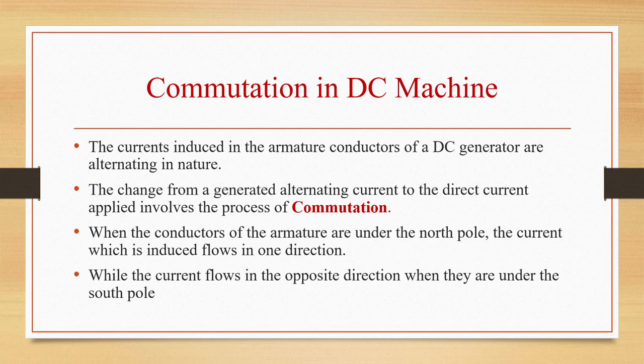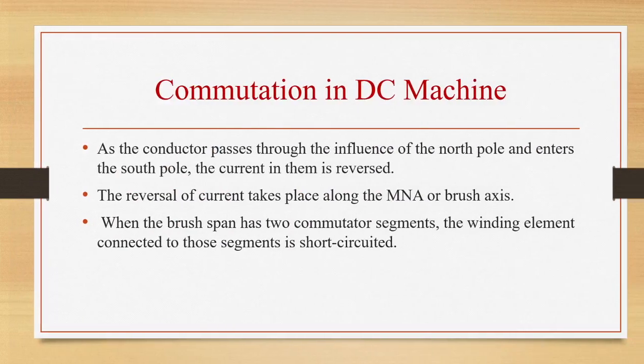So what is happening here? A commutator will be having two segments A and B separated by a substance called mica. And when the conductor is moving, the commutator is moving, but the brushes are stationary. So brushes are not moving along with the commutator. Because of this, the direction of current is the same. That is, it is going in only one direction. It is not going to the other direction with the help of a commutator.